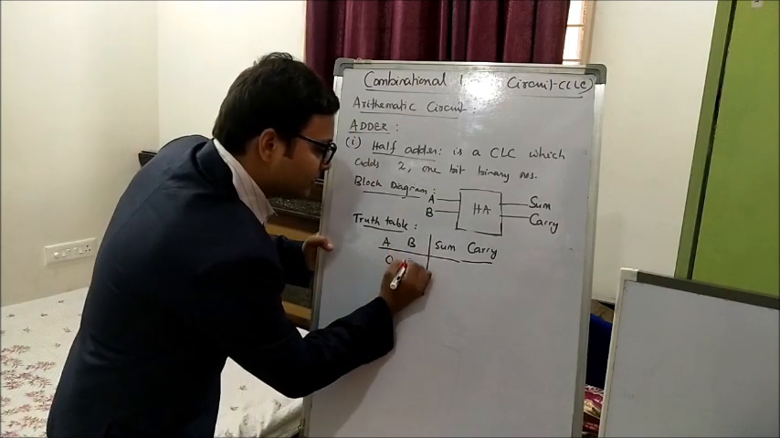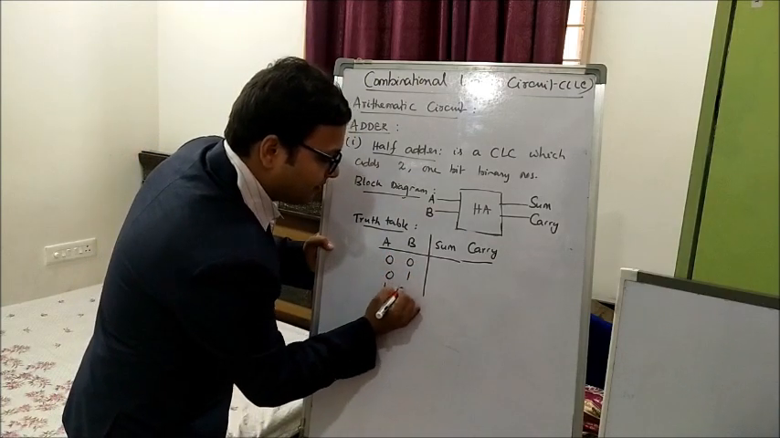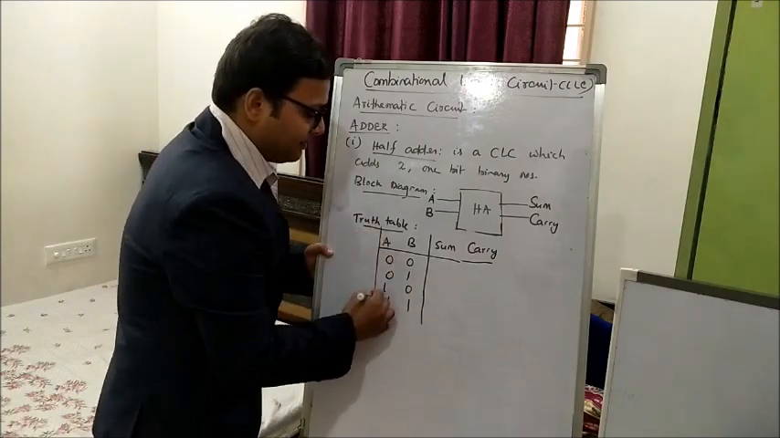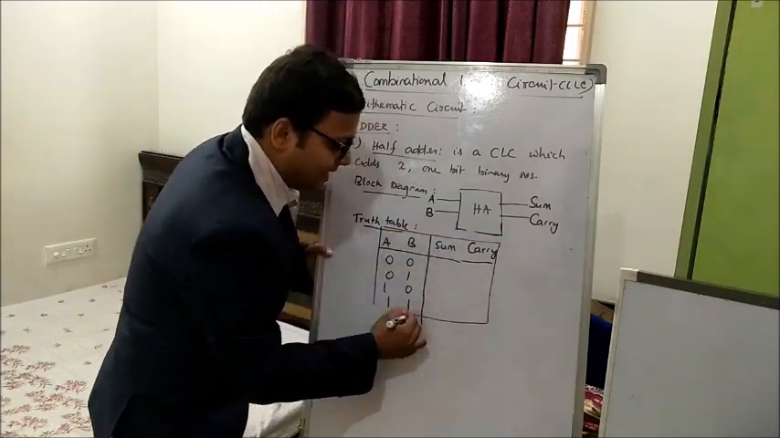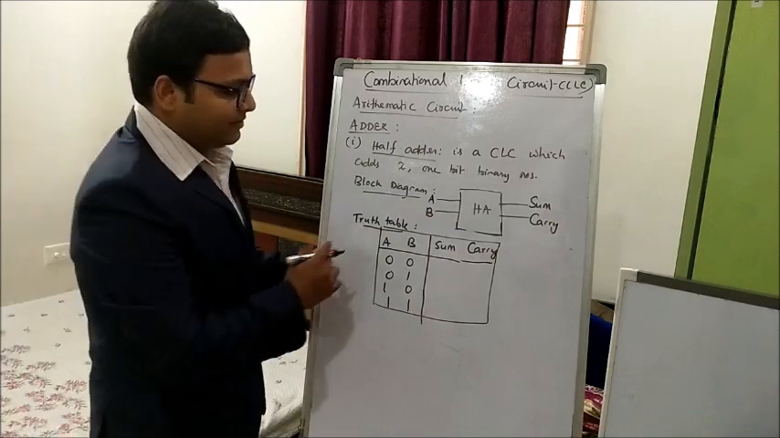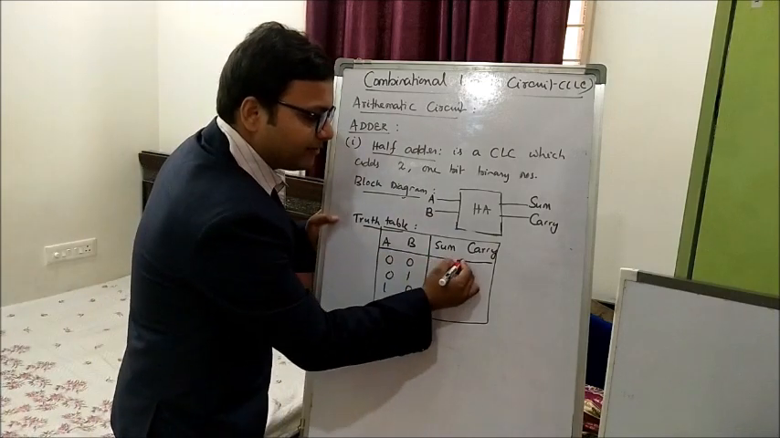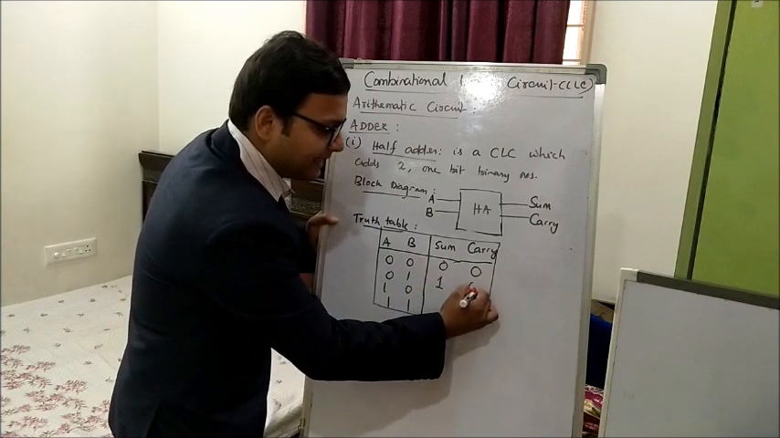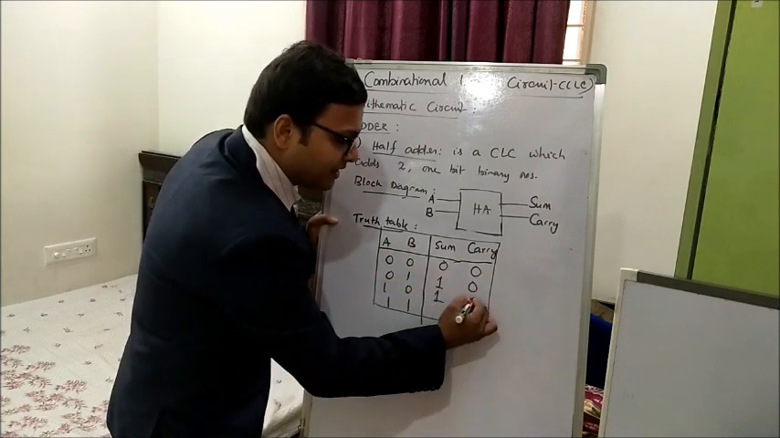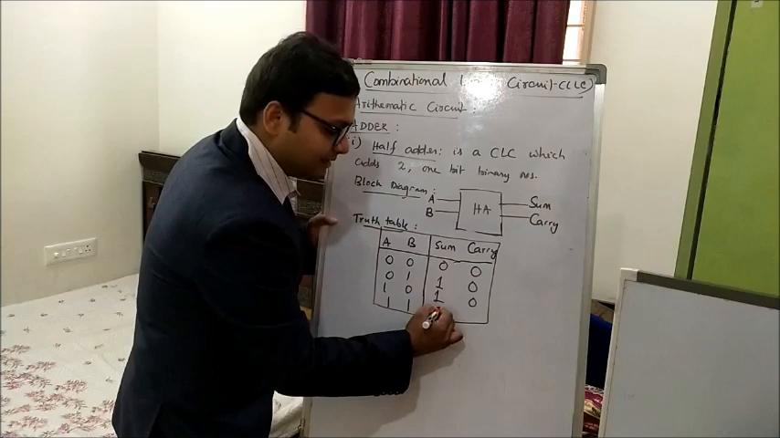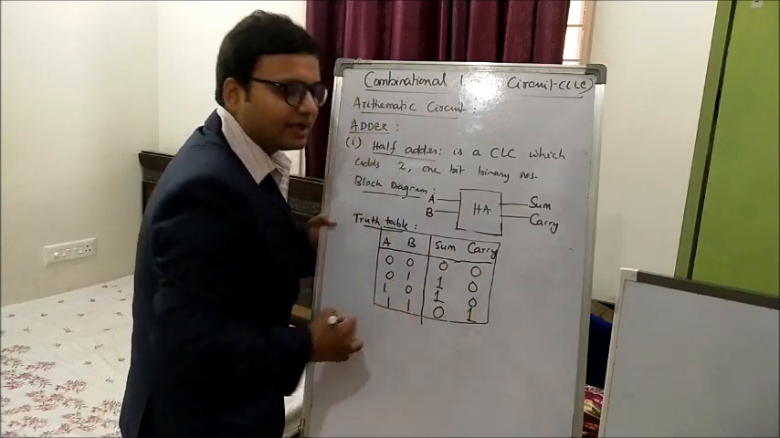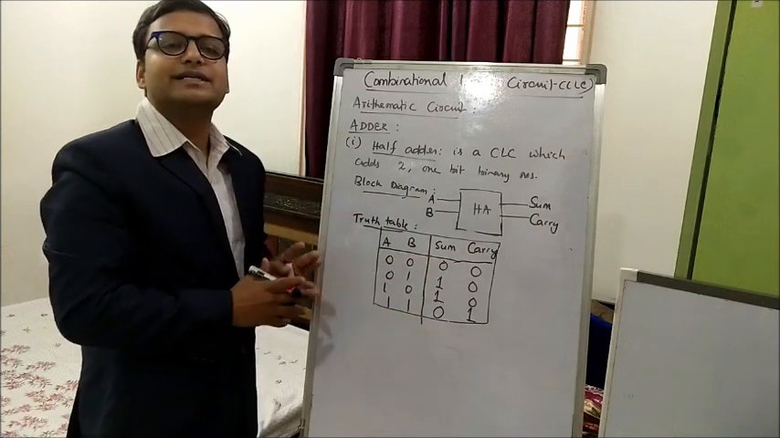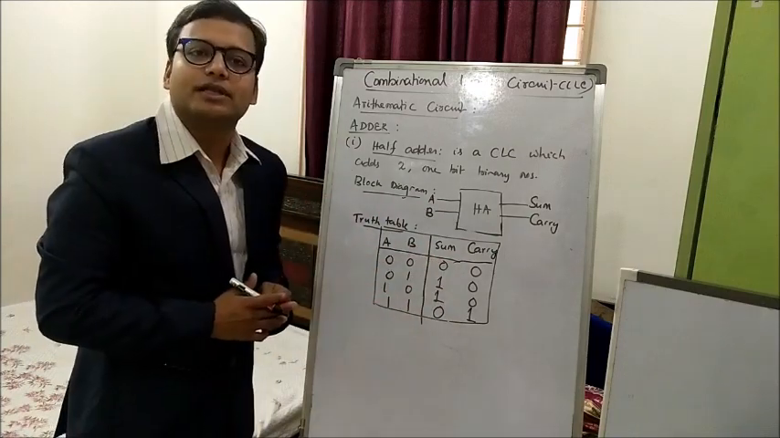So 0 0, 0 1, 1 0 and 1 1 are the possible combinations for the half adder to add. As we add 0 0, the sum is 0, carry is 0; 0 1, sum is 1, carry is 0; 1 0, sum is 1, carry is 0; 1 1, sum is 0, carry is 1. This is the behavior. So according to the behavior of the logic design, I have constructed the truth table, nothing else.